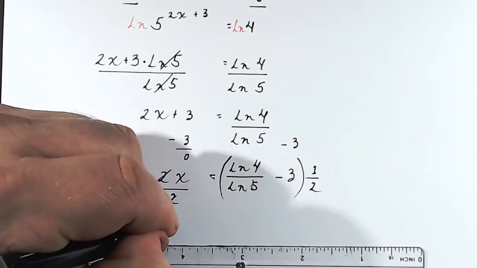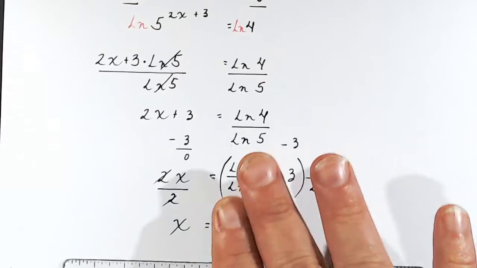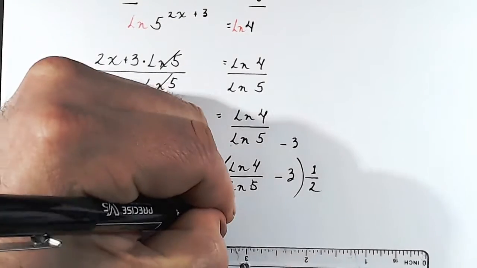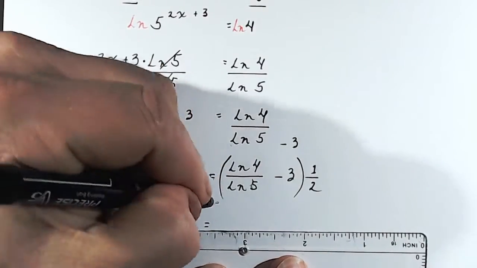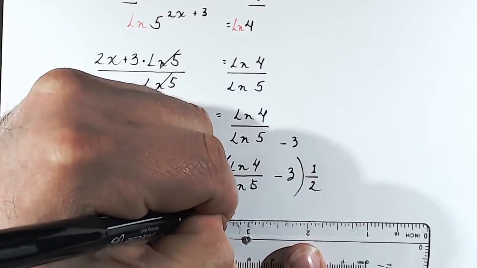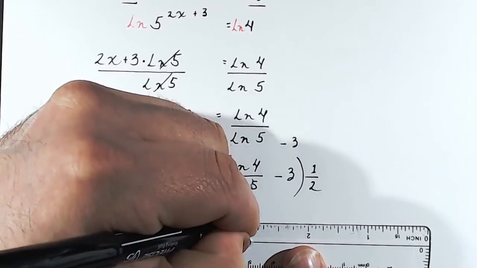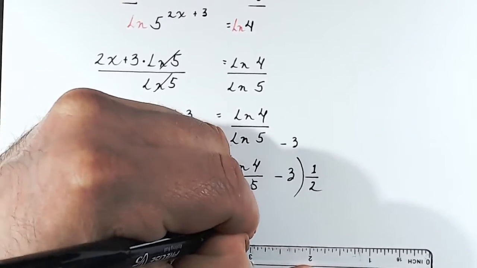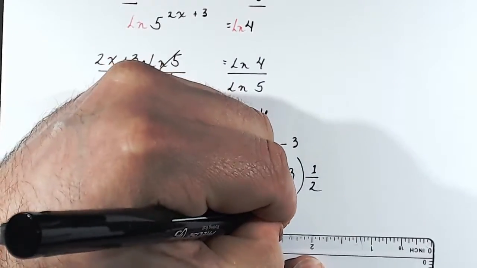Okay, so now we have x by itself, and so x equals all of this, but we're going to simplify what we see here. Okay, so one thing I'm going to do is distribute that 1/2 through both terms in the parentheses, so I have ln of 4 over 2 times ln of 5 minus 3 over 2.